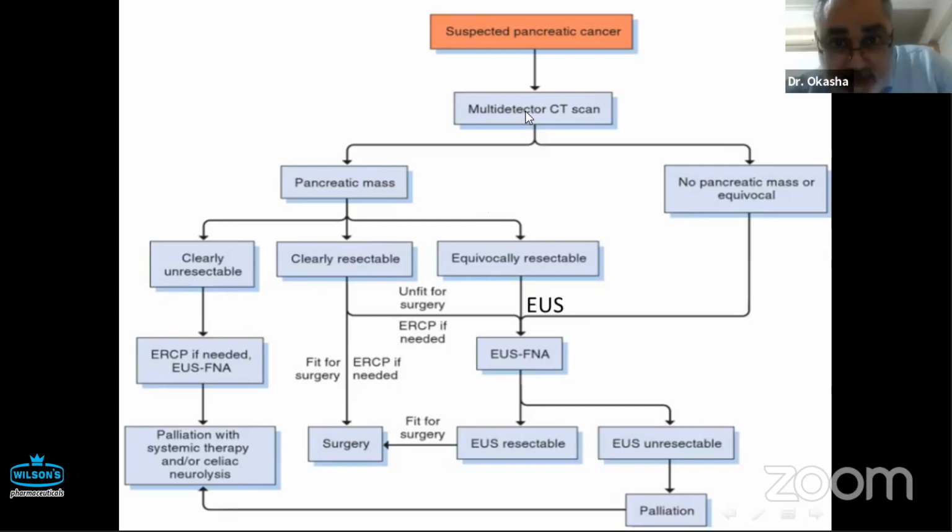If the CT shows no pancreatic mass or equivocal pancreatic masses, especially in cases of obstructive jaundice, we should go to the more sensitive, more accurate endoscopic ultrasound. And again, if there is a resectable mass, then it should go for surgery. And if it is a non-resectable mass, then we should do FNA for chemotherapy and palliation. This is a very simple algorithm, very informative for detection and staging of pancreatic mass to determine further management.